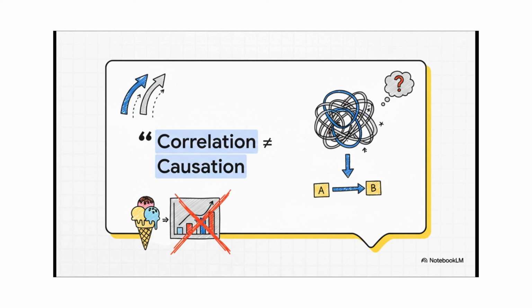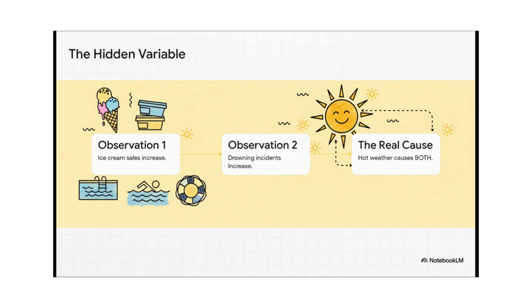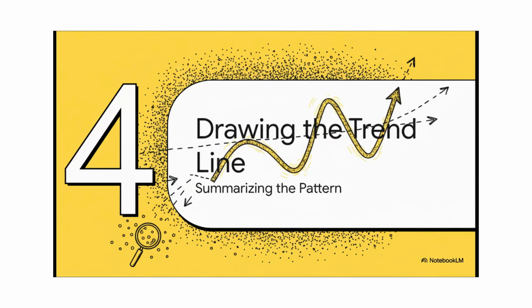So what on earth is really going on? The mystery is solved when we find the hidden variable, sometimes called a lurking variable. In this case, it's the hot weather. Hot weather makes more people want to buy ice cream, and hot weather also makes more people go swimming, which sadly increases the risk of drowning. The heat is the real culprit, the true cause that connects these two trends that otherwise have nothing to do with each other.